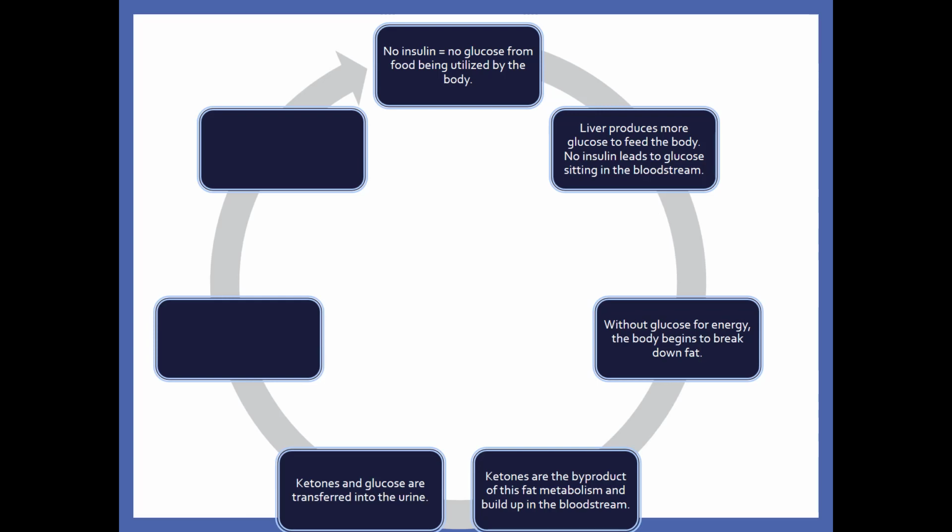Ketones and glucose are transferred into the urine. The body's trying to get rid of those. So the kidneys use water to empty the bloodstream of the excessive amounts of glucose and the ketones. When that happens, we get excessive water loss. So that's why we see increased urination, and that leads to water loss and then dehydration in the body. That further potentiates and worsens the ketoacidosis, and this whole vicious cycle just keeps repeating itself until intervention is performed to correct the issue.